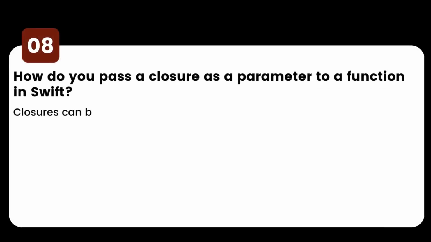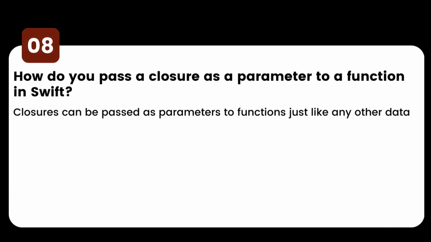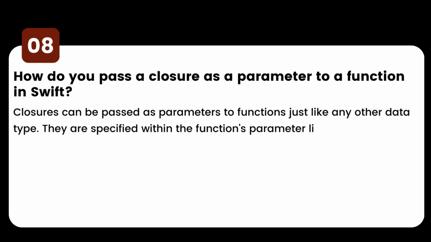How do you pass a closure as a parameter to a function in Swift? Closures can be passed as parameters to a function just like any other data type. They are specified within a function's parameter list and are invoked within the function's body.